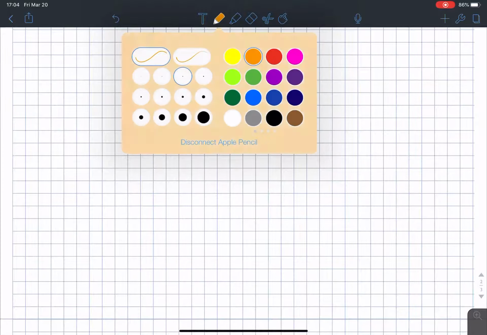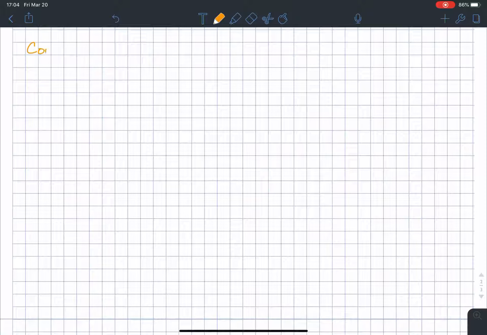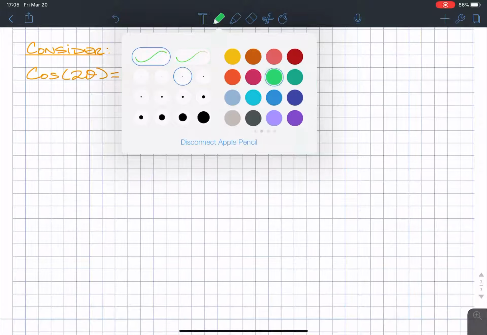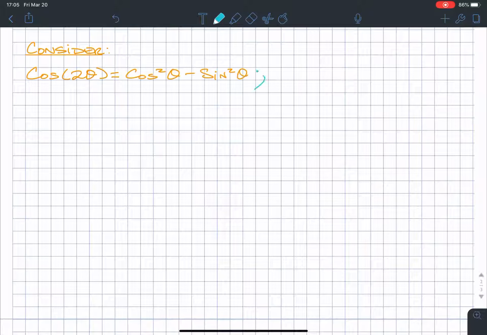Okay, so let's consider the double angle formula for cosine. I know that cosine of 2 theta is cosine squared theta minus sine squared theta. But I also know from my main Pythagorean identity that cosine squared theta plus sine squared theta is equal to 1.